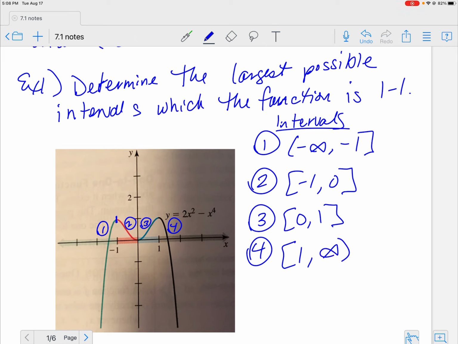1 to infinity. Now, you don't put a bracket on infinity, obviously, right? Because it's infinity. So if you were to write this out in your homework, what are the largest possible intervals? You'll just put commas between these because you're making a list. This is a list of those largest possible intervals. All right? Okay.